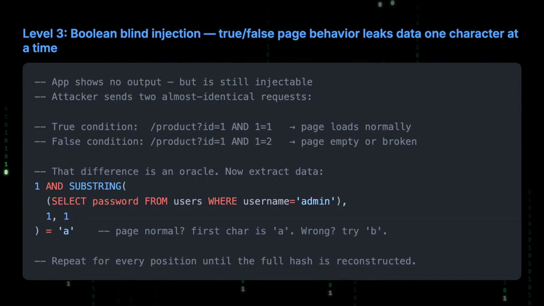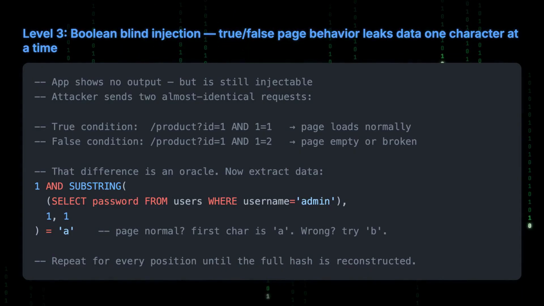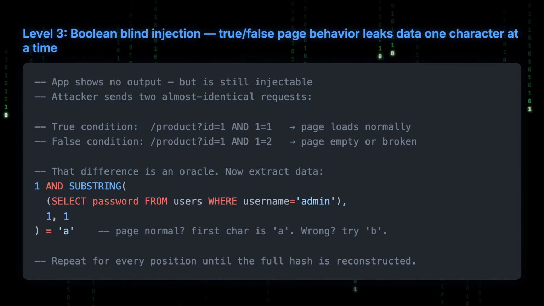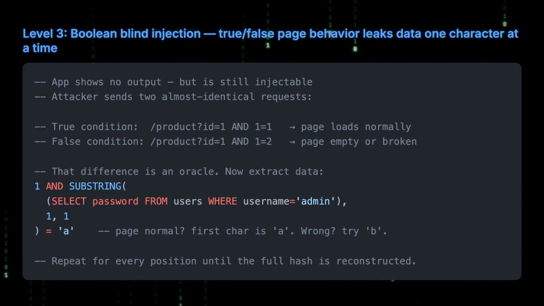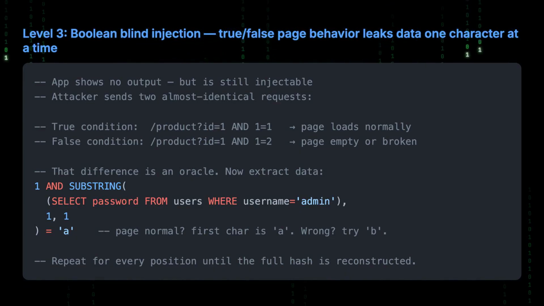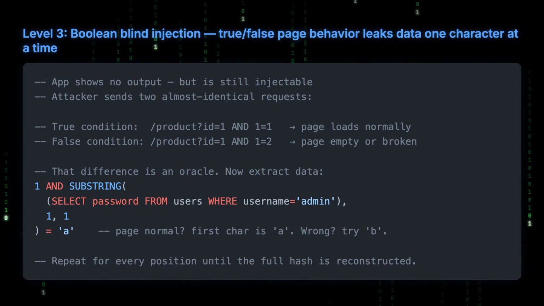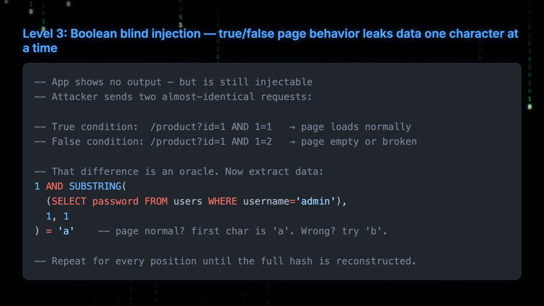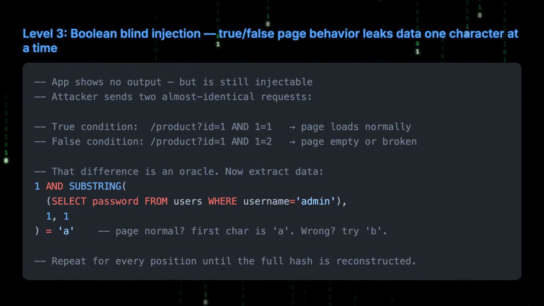Level 3. Here is where it gets interesting. Some pages are injectable, but return no visible output at all. Attackers get around this with Boolean blind injection. They send two almost identical requests, one with a true condition, one with a false, and watch how the page responds differently. That difference is an oracle. Is the first character of the admin password A? Page loads normally: yes. Page breaks or returns empty: no. One character at a time, they reconstruct the full value.